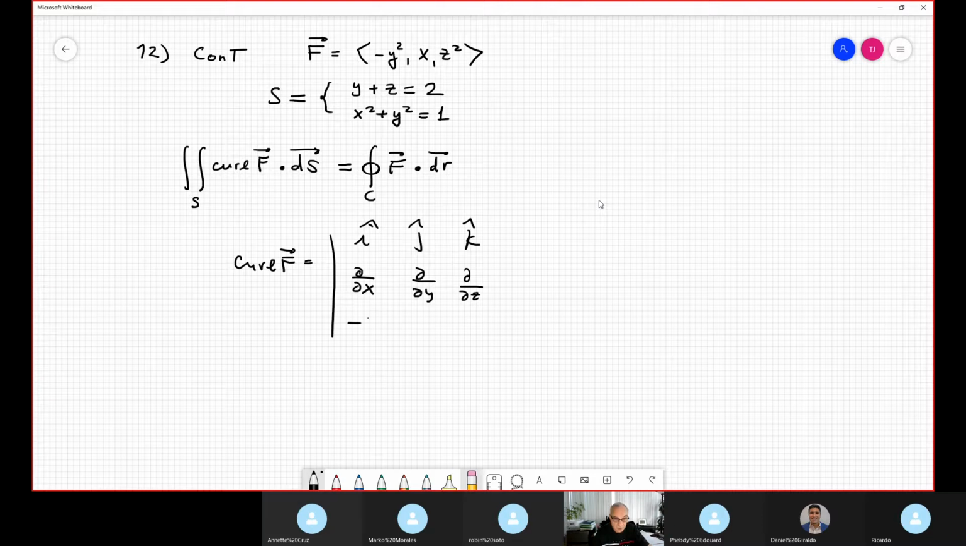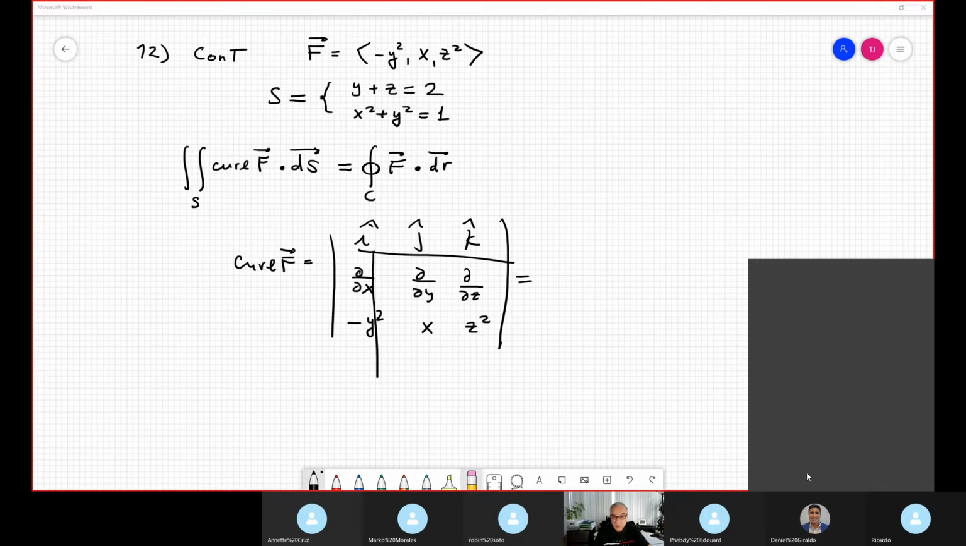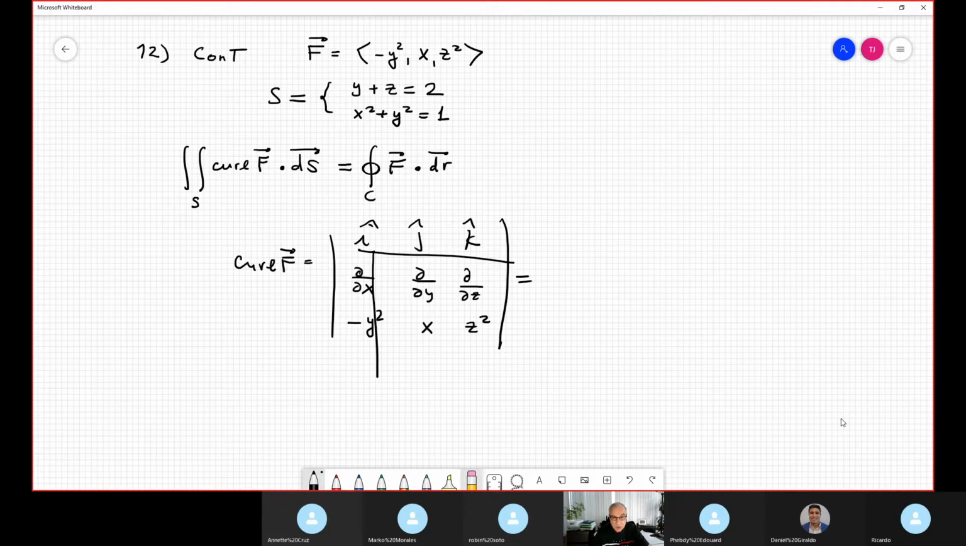So now the components are minus y squared, x, and z squared. Let's do it. The i part is zero, because the partial derivative of z squared with respect to y is zero, and the partial derivative of x with respect to z is zero. And minus j is this and this, so the partial derivative is zero also, and the partial derivative of y squared with respect to z is zero. That's zero also.